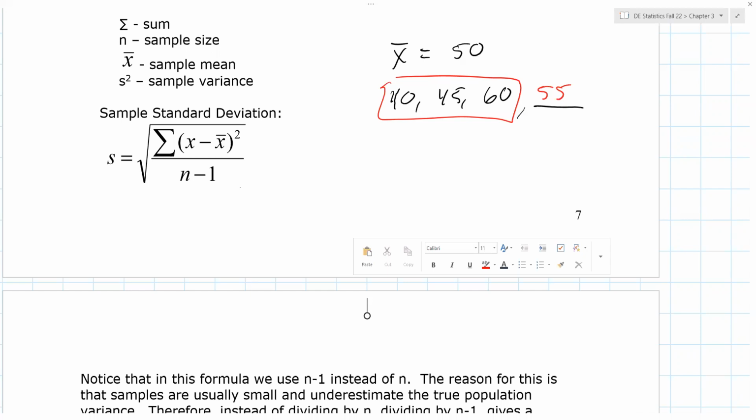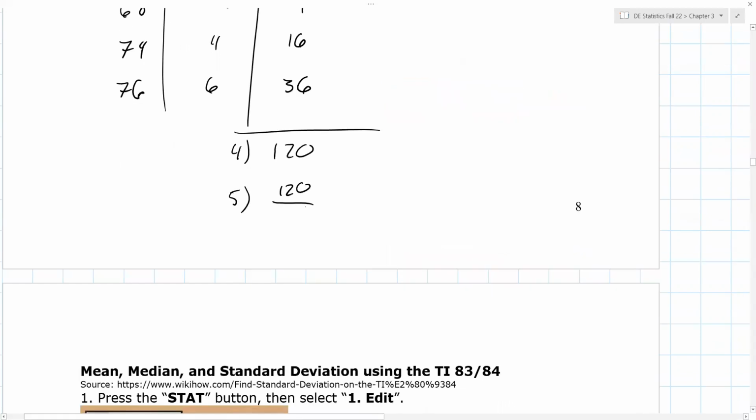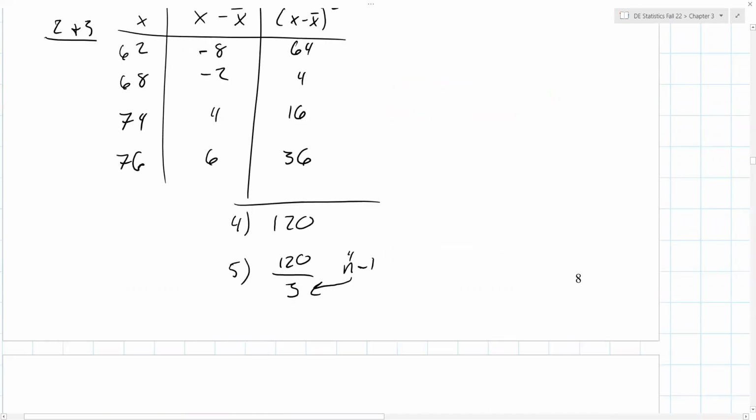Step 5, I take that numerator piece and I divide by 3, which is n minus 1. N is 4 because I have 4 data points in my data set. And so n minus 1 is 3, which gives me 40.